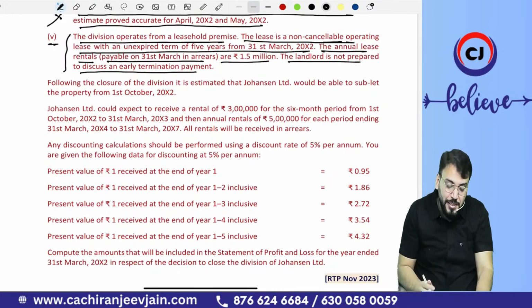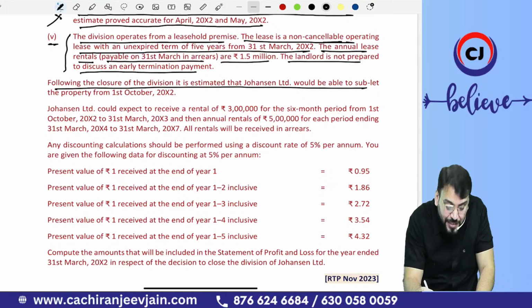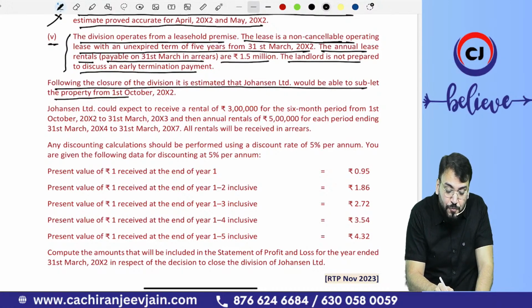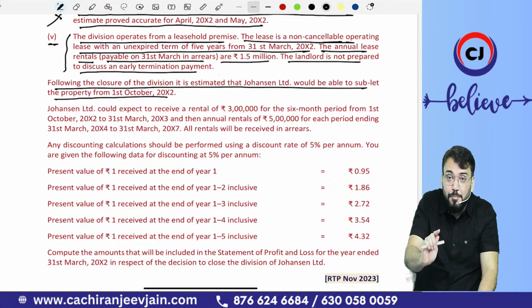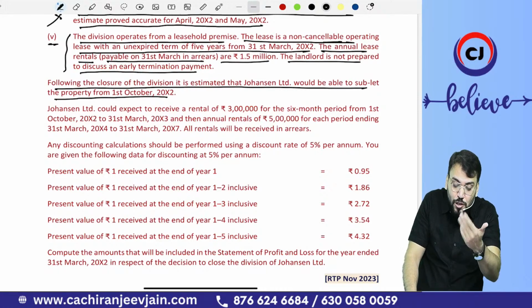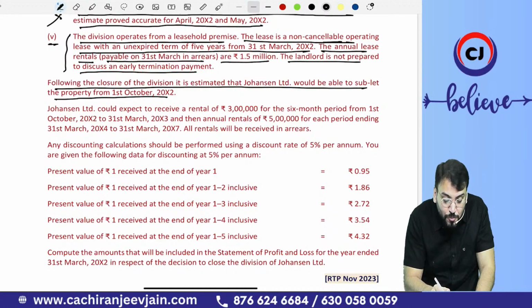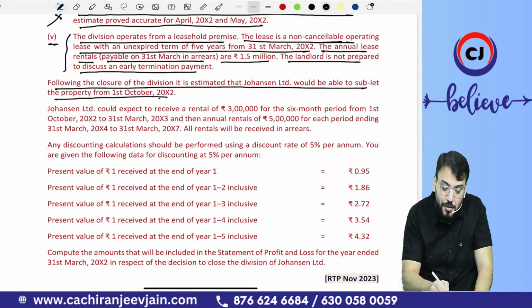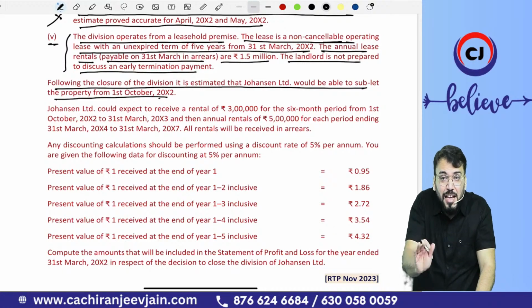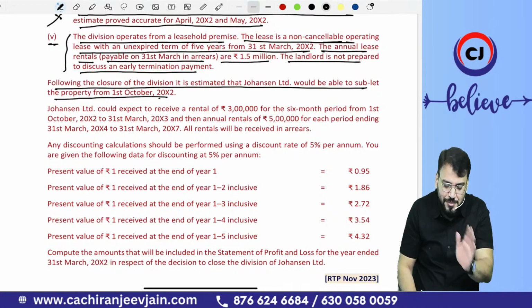Following the closure of the division, it is estimated that Joyson Limited would be able to sublet the property from 1st October 2002. So it can be sublet to another party, which means some amount can be recovered out of the 1.5 million, but only from 1st October 2002. 1st October means after 6 months. After 6 months it can be sublet.